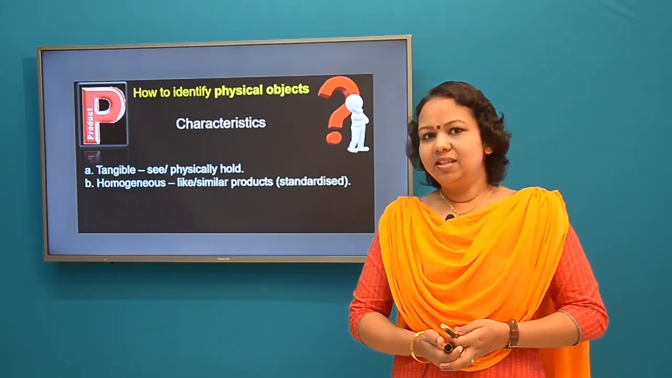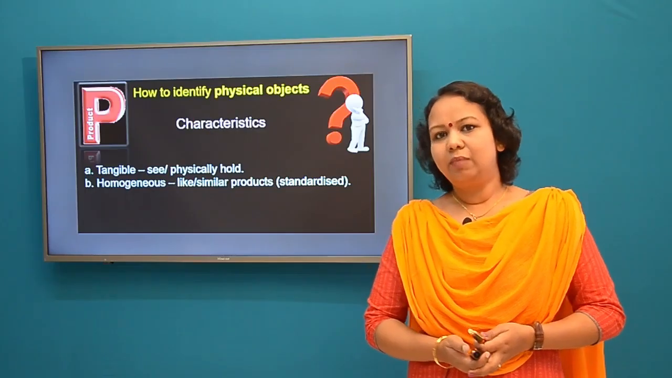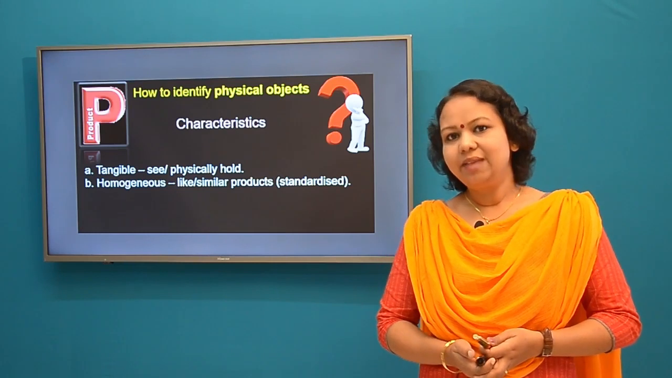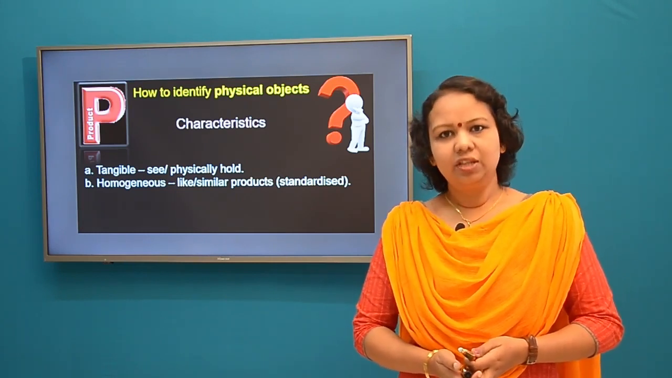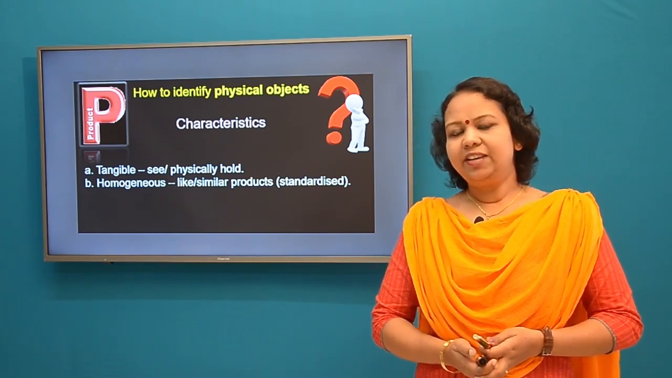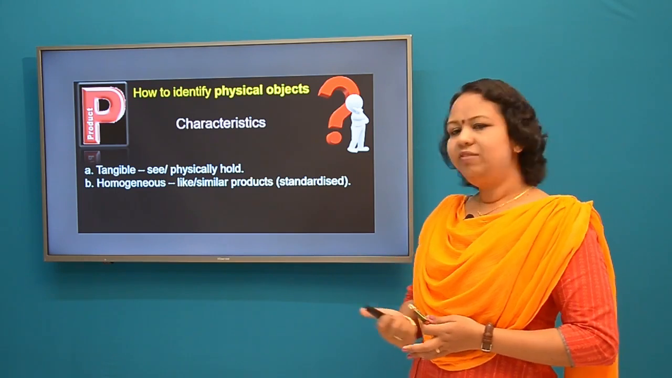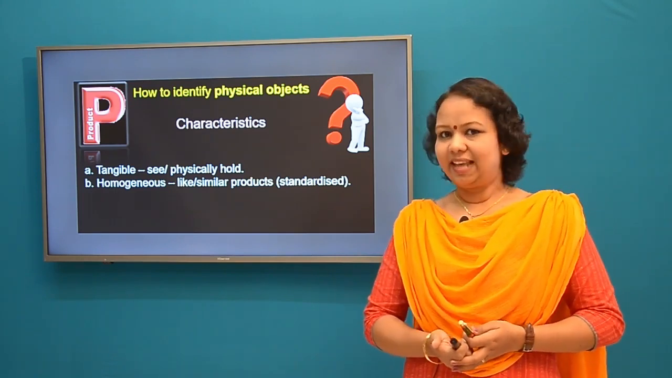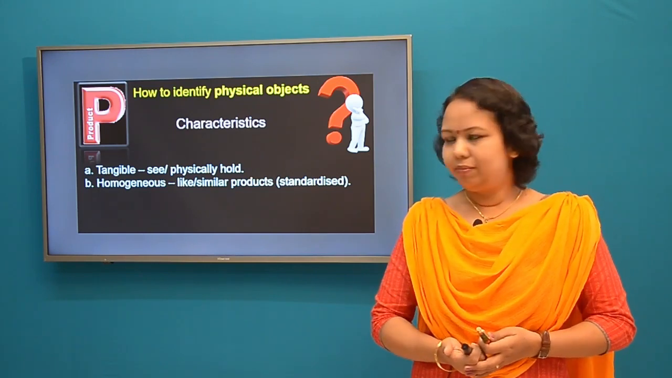Now, the product is homogeneous. There will be similar products available in the market which will have the same characteristics. For example, the TV which you are watching right now, the TV is also similar to this one, but the brand will be different. So, the characteristics will be similar products but different brands.